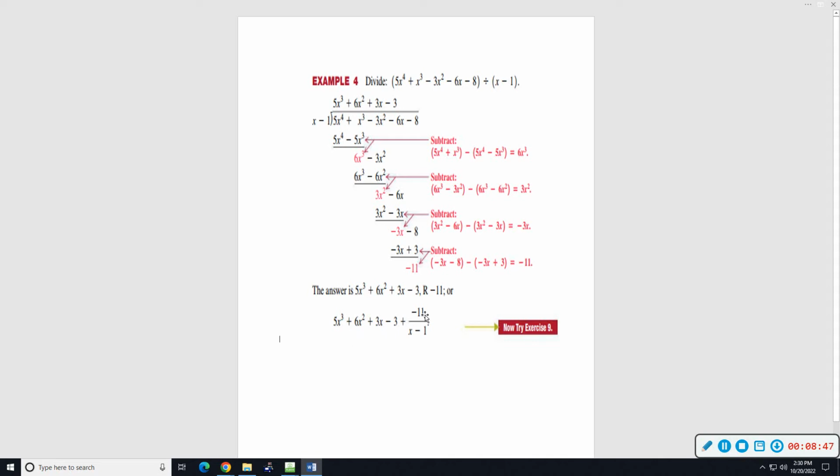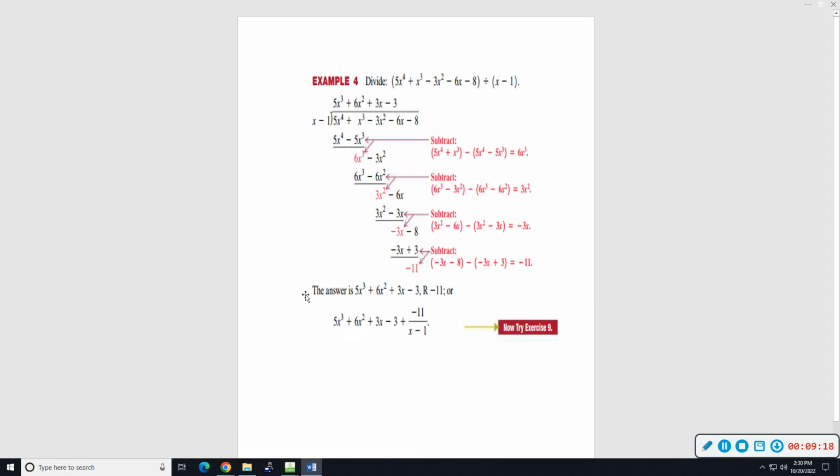And notice, do you remember writing improper fractions as mixed numbers? You could always write 5 over 2. You could write that as 2 and a half. So sometimes you'll see I'm writing the remainder as remainder over divisor. I prefer it written like this. R equals, okay? I'd prefer if I actually wrote R equals negative 11 instead of R minus 11, okay?